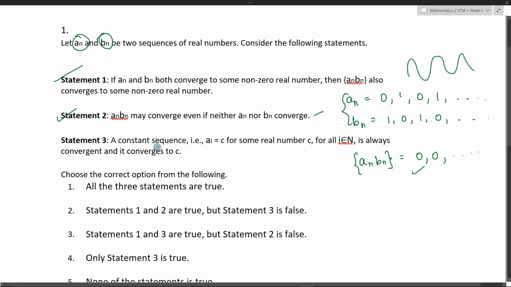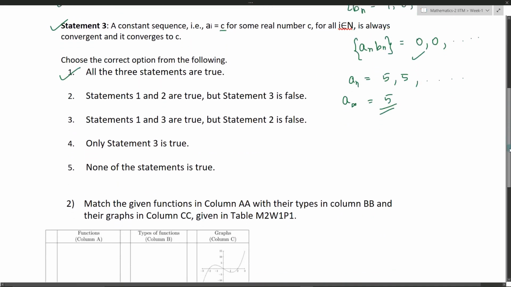A constant sequence, that is ai equal to c for some real c, for all i belongs to n, is always convergent, and it always converges to c. Let's say if an is 5, 5, 5 and so on, even if n is infinity, we'll always get the answer as 5. So it is converging to 5. This statement is also true. So all the given statements are true.